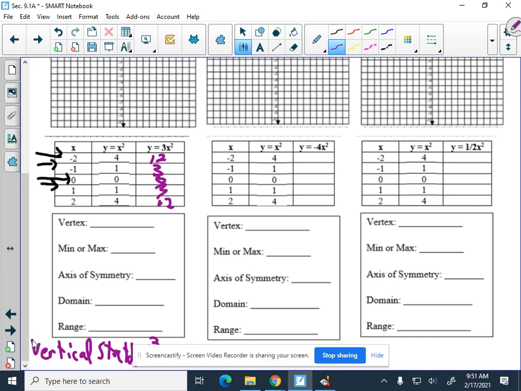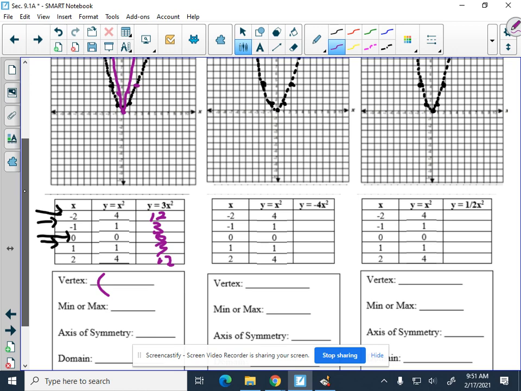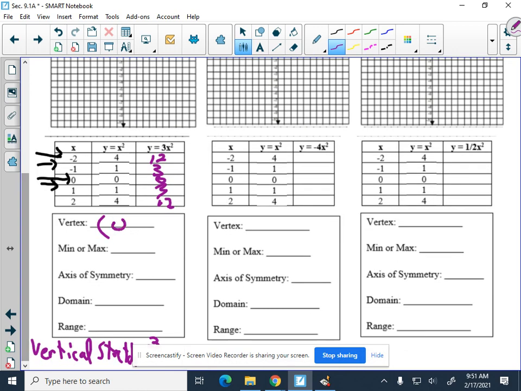It's 3 times taller. Now, what's our new vertex? Our vertex still is what? Where's the turning point yet on the new graph? 0, 0. Remember, the vertex is a point, so it needs coordinates. Is that a max or a min? It's a min.